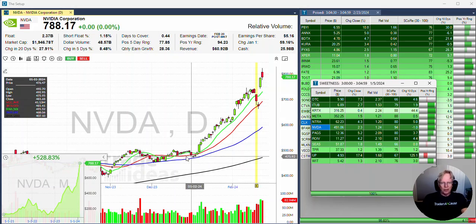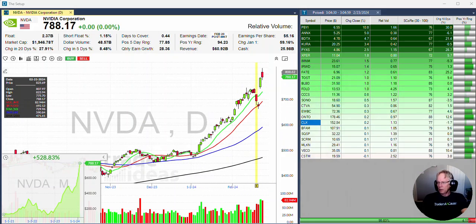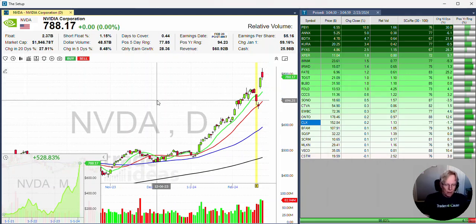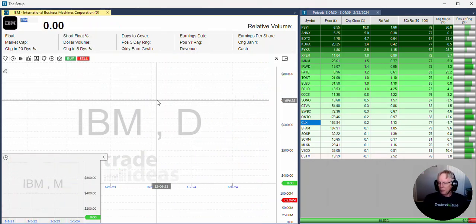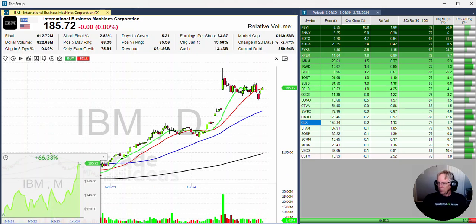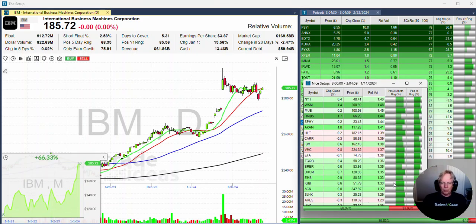This is setting up for a potential move, and of course the rest is history. We had a nice move there, and then of course IBM. Let's pull up that one, and this is from a scan called Nice Setup.